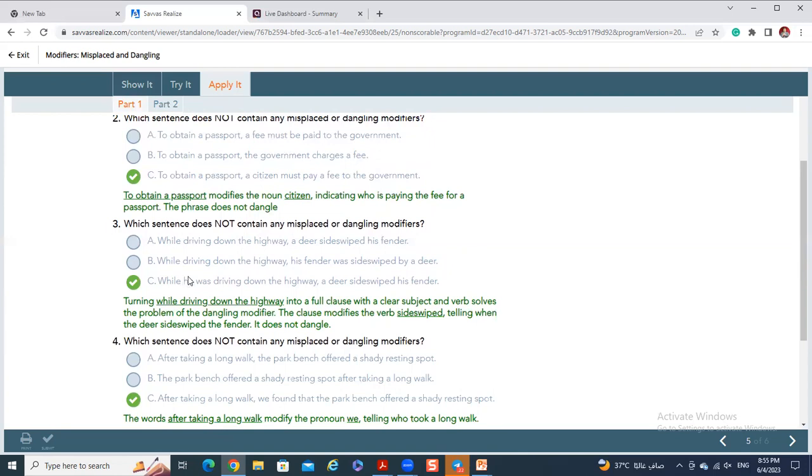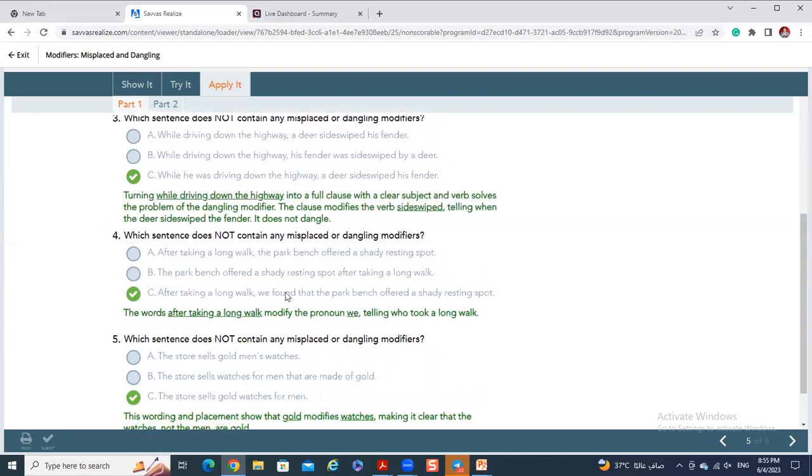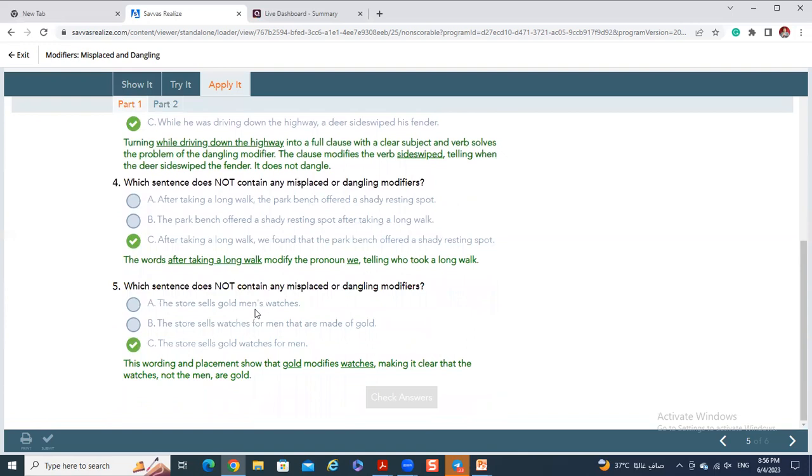It must be he. While he was driving down the highway. After taking a long walk, not the park bench, not the bench that was sitting on it. Taking a long walk, it's not the spot. But after taking a long walk, we, yes, here. The store sells gold watches. Here, gold, as you can find, modifies men. Also here, gold modifies men. That is wrong. Perfect, guys. The last part.